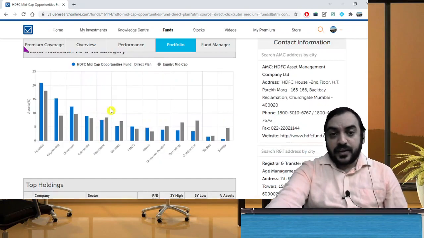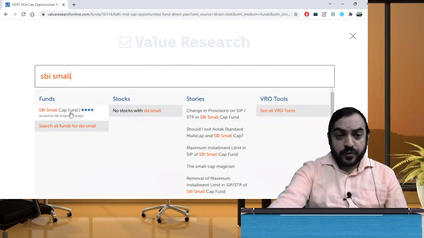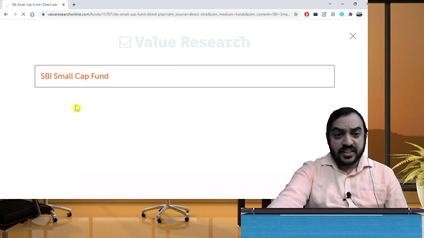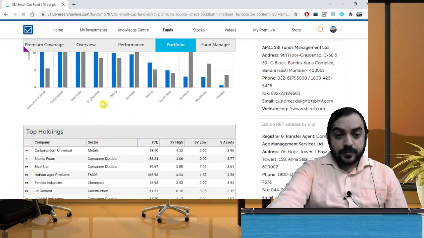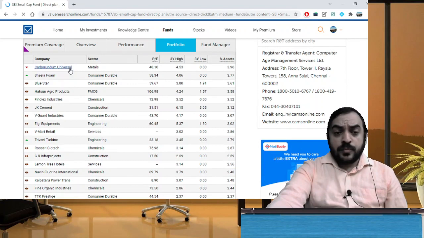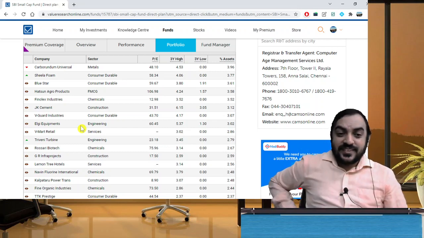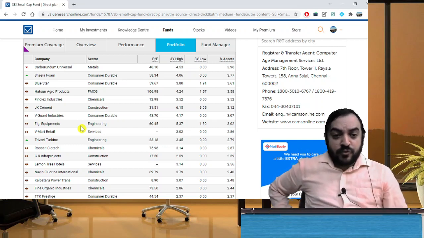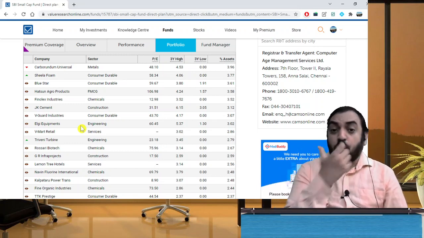They're all mid-cap companies. Then I'll show you small cap, SBI Small Cap Fund, considered to be a decent fund. Where have they invested? Coromandel, Sheela Foam, Blue Star, Hudson Agro, Finolex, JK Cement, V-Guard, LG Equipments, V-Mart, Triveni Turbine, Rossari Biotech. You've not heard of them, right? They're small caps. Lemon Tree Hotels, Navin Fluorine, Kalpataru Power Transmission, Fine Organic, TTK Prestige. They're all very small companies.